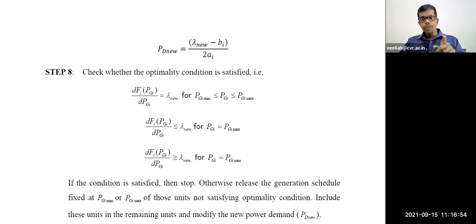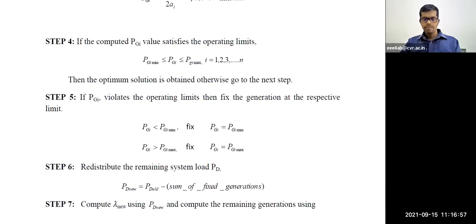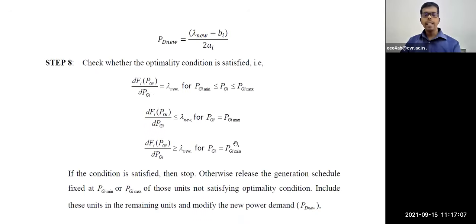Otherwise, again you need to go to this step. Which step? You need to fix the generation again. Whichever is not satisfying, you need to fix the generation again. So again, you need to verify whether the fixed generation is correct or not. That's what is said here. Otherwise, release the generation fixed at its minimum or maximum operating limit of those units not satisfying the optimality condition. Then include these units in the remaining units and modify the new power demand.